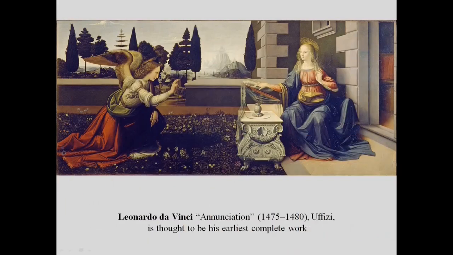From the previous lecture, we remember that Leonardo da Vinci's teacher was Andrea del Verrocchio. We have seen, for example, in Verrocchio's painting Baptism of Jesus Christ, that the angels were painted by Leonardo. And here is his earliest complete work, called Annunciation. This artwork was created from 1475 to 1480.